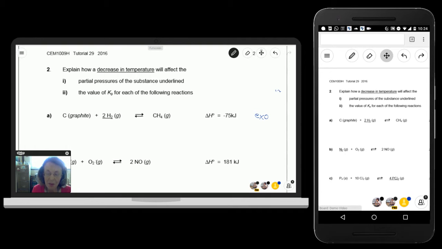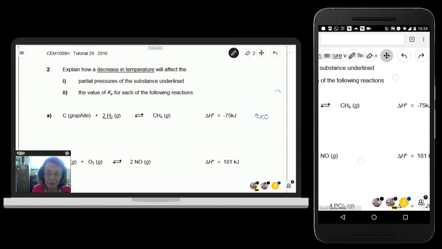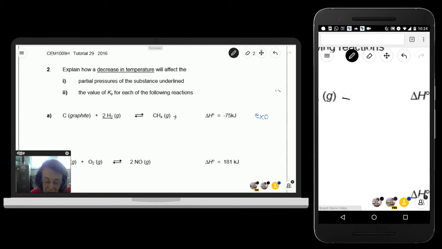Can we consider it as a product or a reactant? Well, I think it would be a product, but I think I can actually even write it in. Okay, try, let me see. Is that right? Yes. Okay, so now that we've established this, we look at the question.